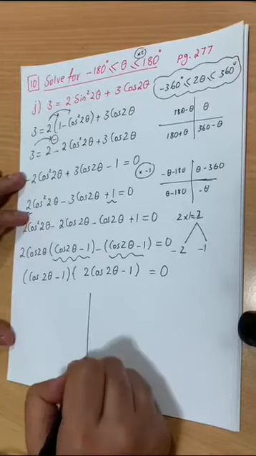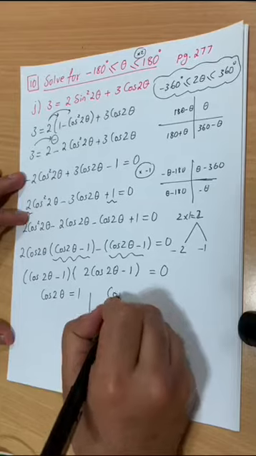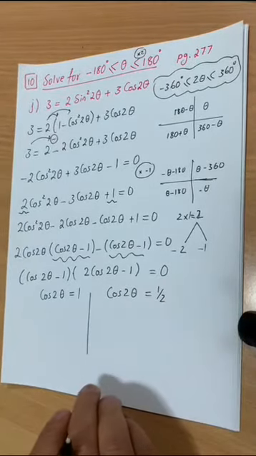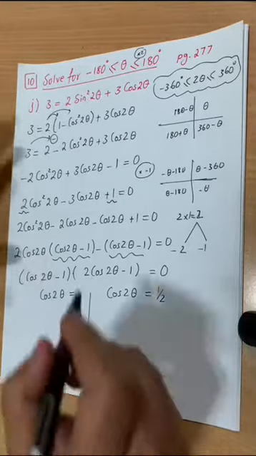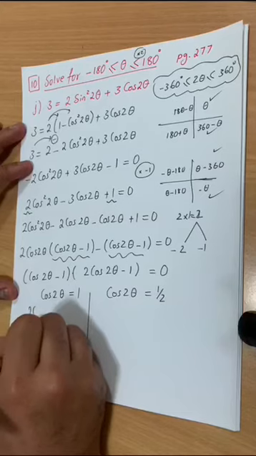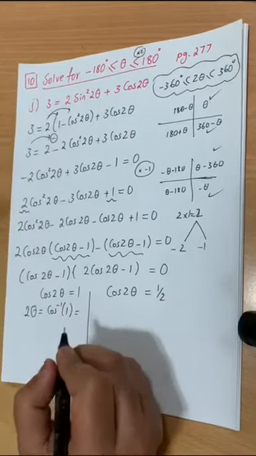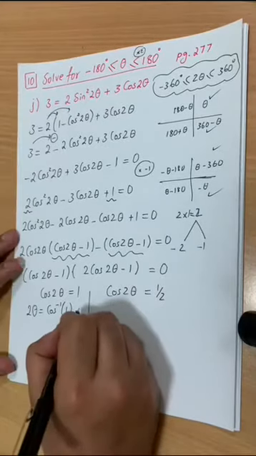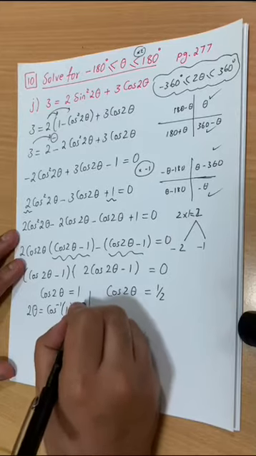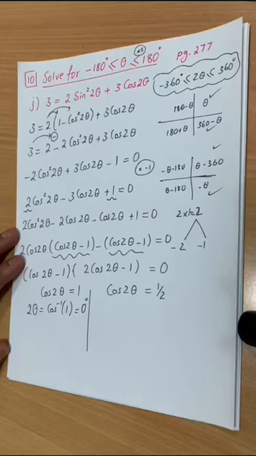From the first one, cosine 2 theta equals 1, and the other one is equal to half. Both of them are positive, so we know that cosine is positive in the first and fourth quadrants. 2 theta is the inverse cosine of 1. Inverse cosine of 1 is equal to 0 degrees. Let's check using the calculator.